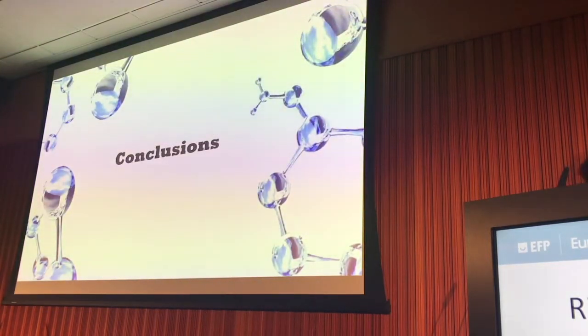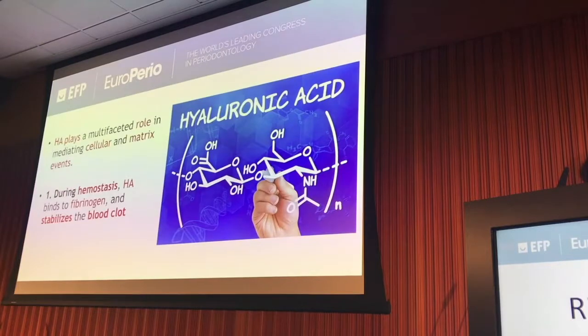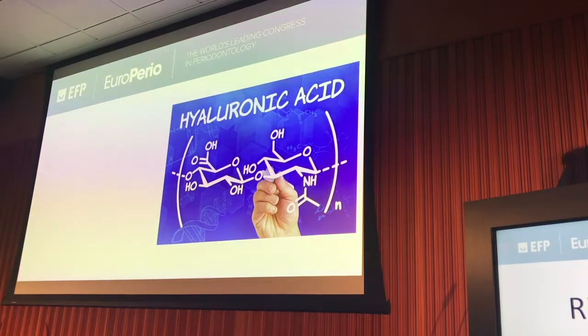So I'm just going to go over a couple conclusions here. HA has several roles. So of course, during hemostasis, it binds to fibrinogen and stabilizes the blood clot. And I'm sure Dr. Skoulian is going to talk about this, right? When you work with this product, one of the advantages, especially with the cross-linking one, is that it's actually going to stabilize the blood clot, which is of course very important for tissue regeneration.